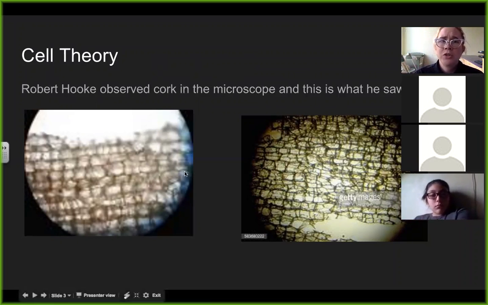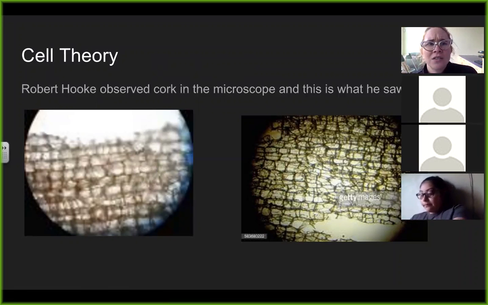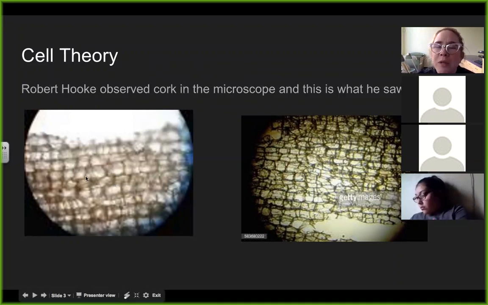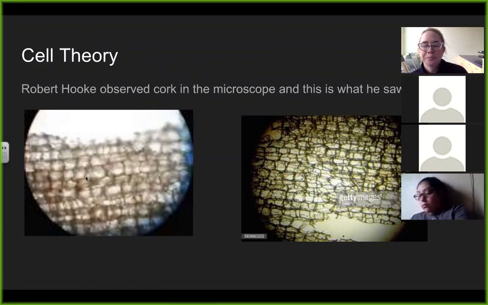So these are 2 pictures. The one on the left is a little blurrier, but that's probably more like what he saw because microscopes back then were definitely not very good. But he saw these little boxes in the microscope and he thought that they looked like cells, right? And he wasn't thinking like living cells because he didn't even know what that was yet. He was thinking like jail cells. He was like, oh, this looks like a prison where you would put people in a cell by themselves. So he called these things cells.